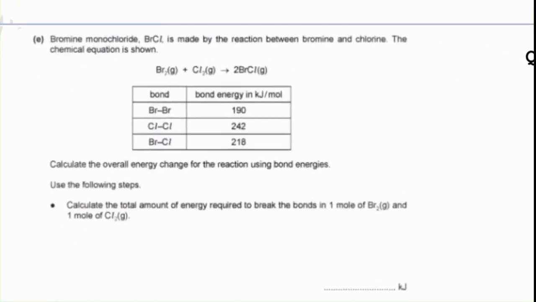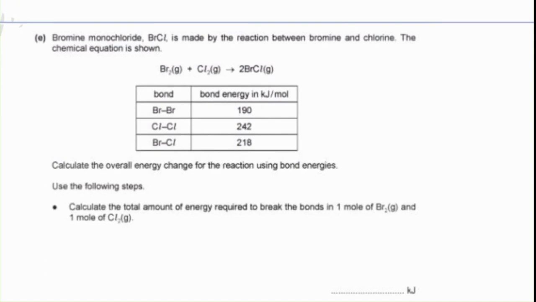Okay, so bromine monochloride, or BrCl, is made from a reaction between bromine and chlorine. The chemical equation is shown. So we've got bromine as a gas with chlorine as a gas, making bromine monochloride. Don't worry at all if you have never heard of bromine monochloride. That's okay. You just apply what you know about the halogens, and you just apply what you understand about, in this case, using the bond energies to calculate the energy changes.